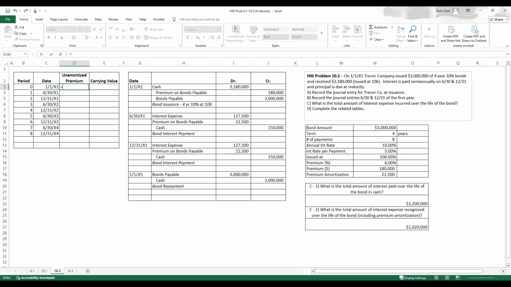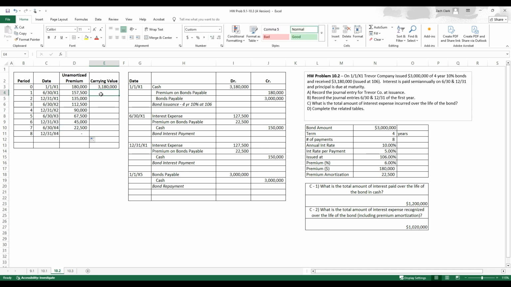And so our unamortized premium at the beginning again is 180,000. And so the carrying value of the bonds, we just add those together, the premium plus the bond face amount there. And then every time we make an amortization to get this premium down to 0 over the 8 payments, we're going to be reducing it. I'll just do it there and then click into your formula and do F4 so that it stays on that cell. And then we can just drag that down. So you can see it goes to 0, which is what we would expect.